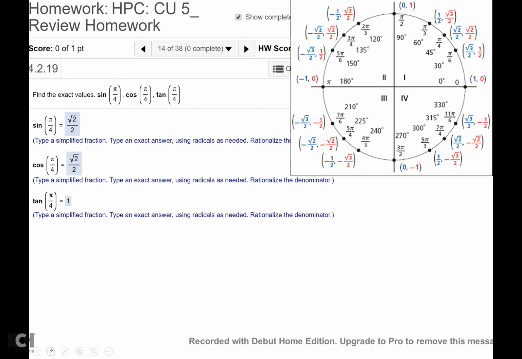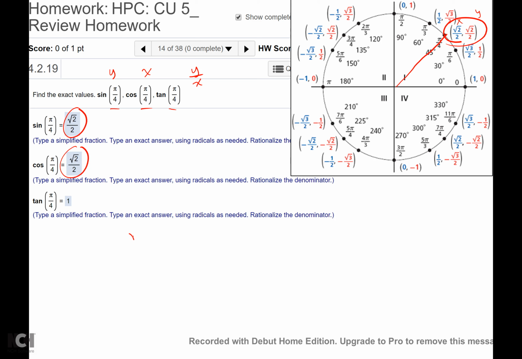Okay. Alright. So this one, they want the exact values, which means they don't want you to simplify to decimal. They want sine of pi over 4, cosine of pi over 4, tangent of pi over 4. Now, they want you to memorize the 45, 45, 90 triangle, but since we've already learned that sine is y, if you're in the unit circle, sine is y, cosine is x, and tangent is y over x. So if I go to pi over 4, I'm right here, x is the square root of 2 over 2, y is the square root of 2 over 2. So sine is y, which is the square root of 2 over 2. Cosine is x, which is the square root of 2 over 2.